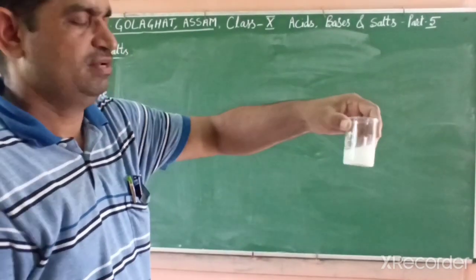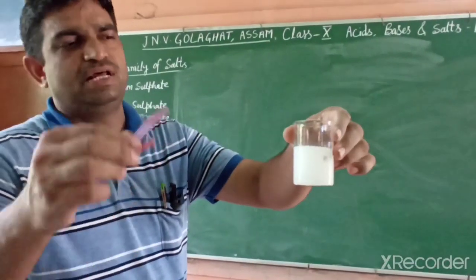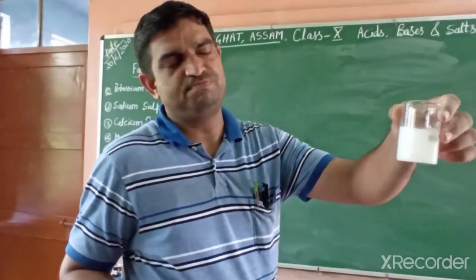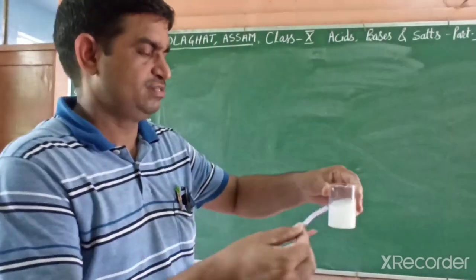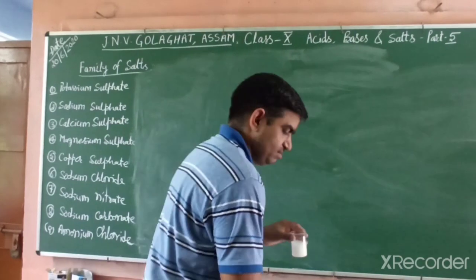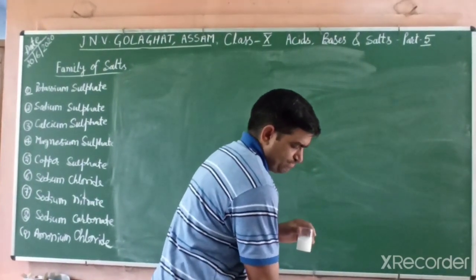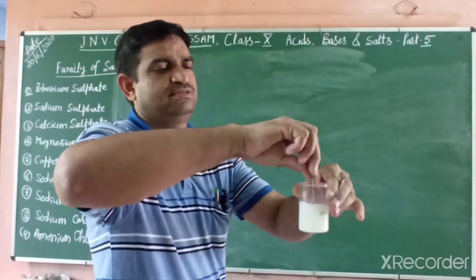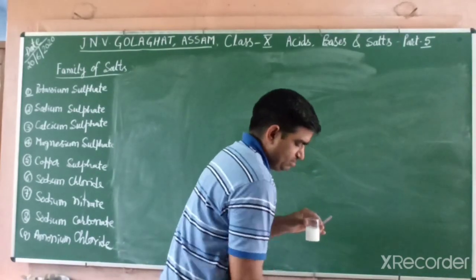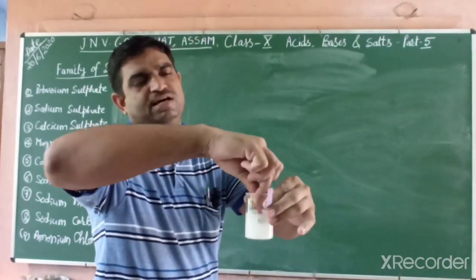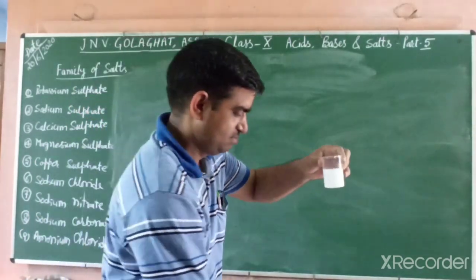So why lead acetate? We want to check the pH, acidic or basic, because both are weak acid and weak base. So we can check by litmus paper. If we take blue litmus, then it's no change, and if we use red litmus, then also no change. This indicates it is a neutral salt.